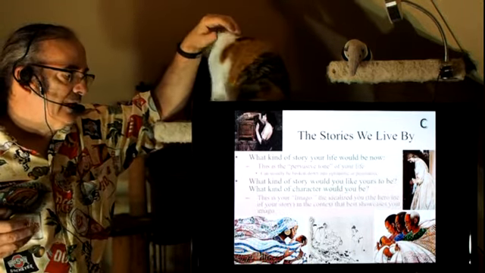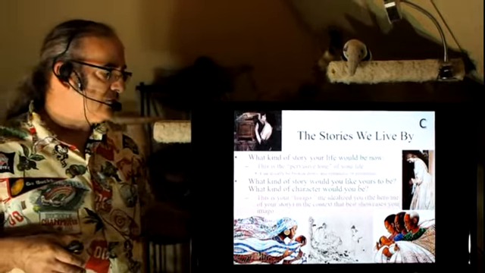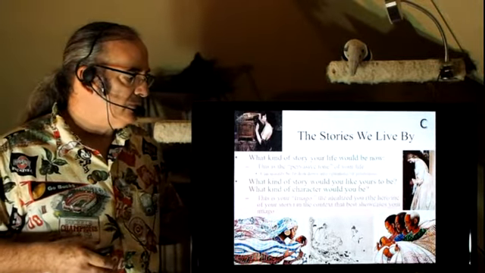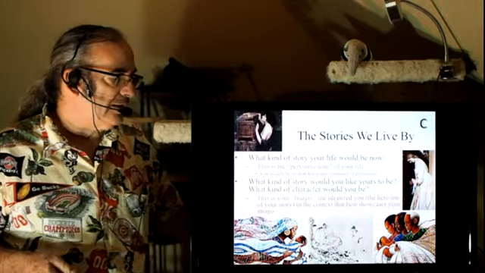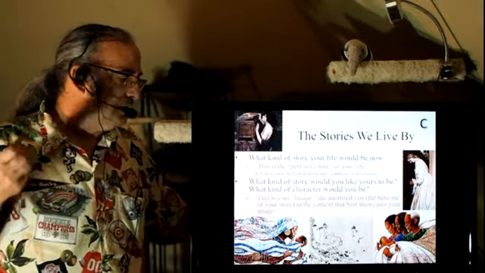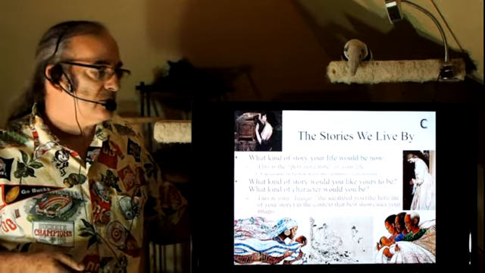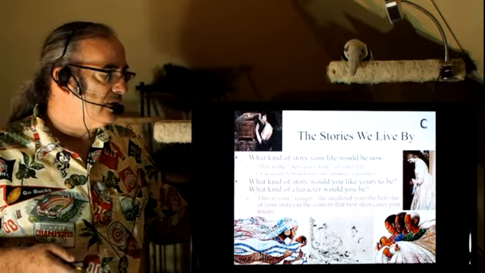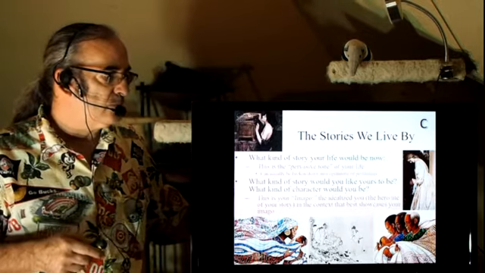So the stories we live by then, and this is where you go to part C of your assignment. What kind of story then? What kind of character would you be? Fancy word for this is your imago. This is the idealized you, the heroine of your story, the hero in the context that showcases your best imago. So go ahead and you can fill out part C of your homework as you choose as well.